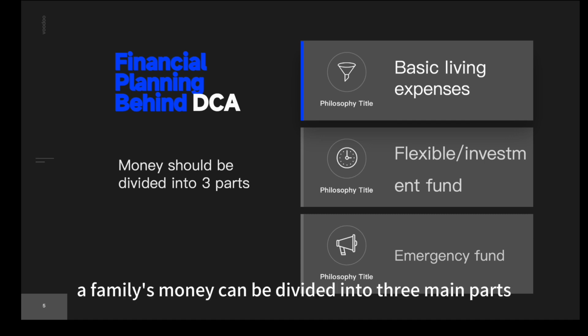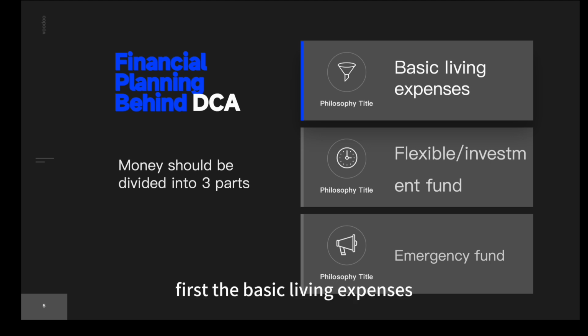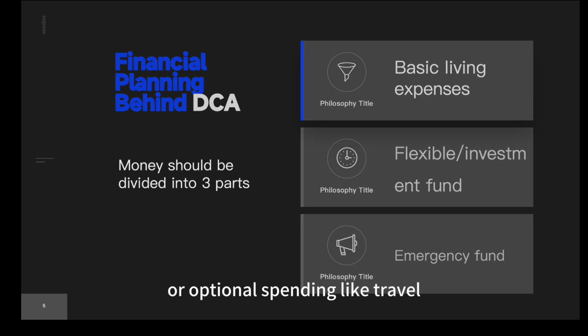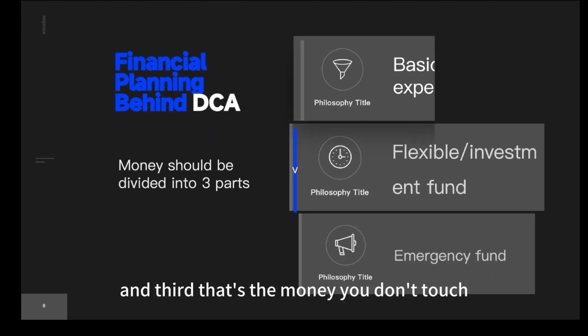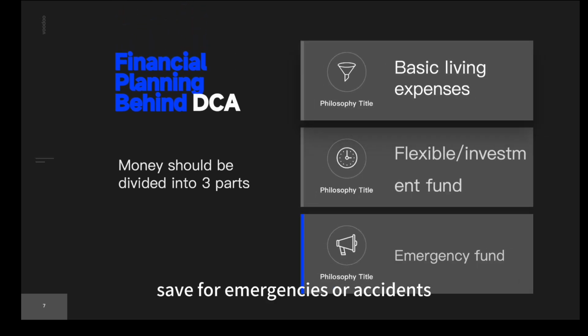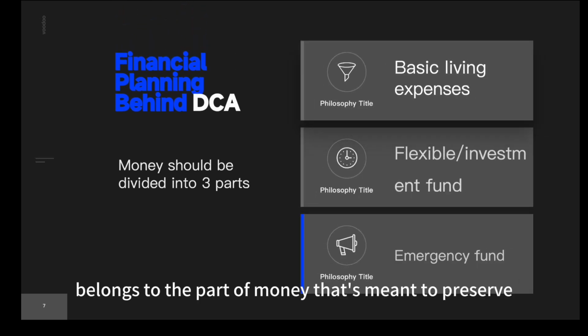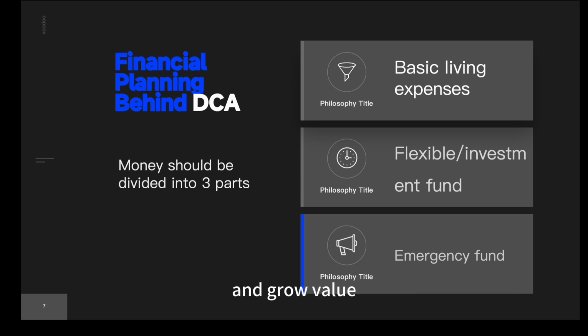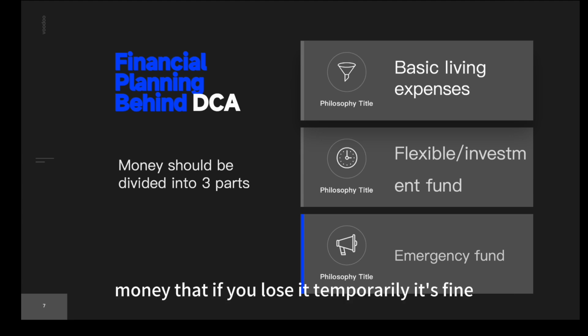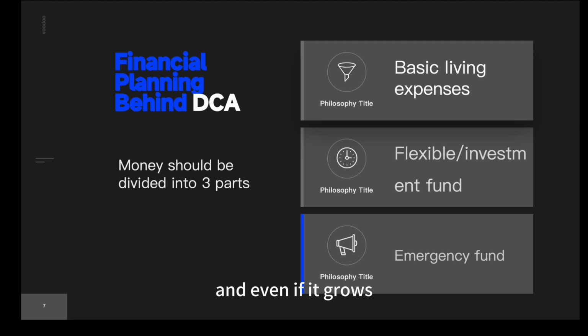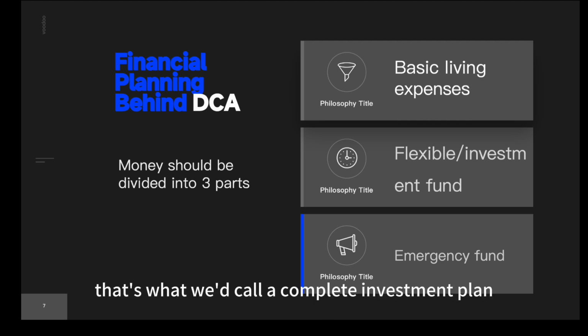Generally speaking, a family's money can be divided into 3 main parts. First, the basic living expenses. Second, the flexible spending, like money you can use for investments, or optional spending, like travel. And third, that's the money you don't touch under any circumstance, save for emergencies or accidents. So, DCA belongs to the part of money that's meant to preserve and grow value. Money that, if you lose it temporarily, it's fine, and even if it grows, you're not planning to take it out soon. That's what we'd call a complete investment plan.